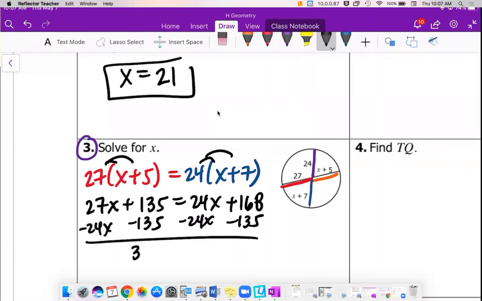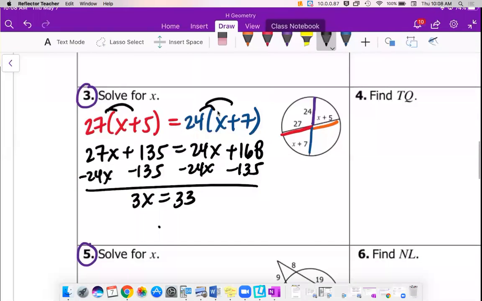And then we'll end up with 3x equals 33. So then if we divide both sides by 3, we'll get x is equal to 11. And then you guys are done. Now, if I asked you to find a certain segment length, you would just plug it back in and solve and find those lengths.